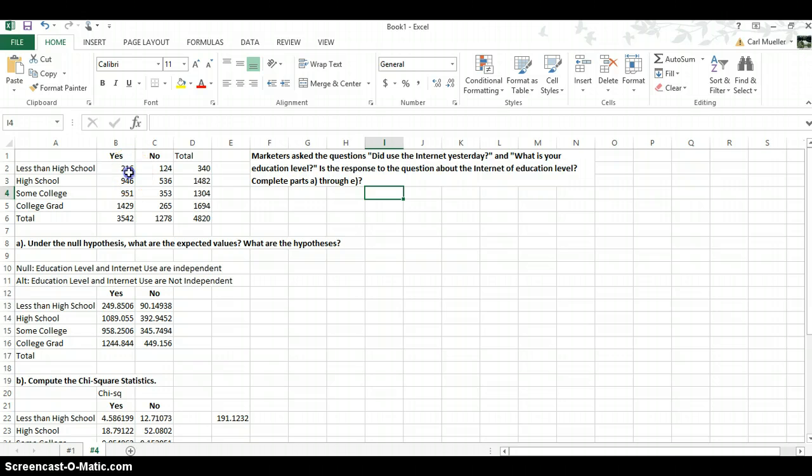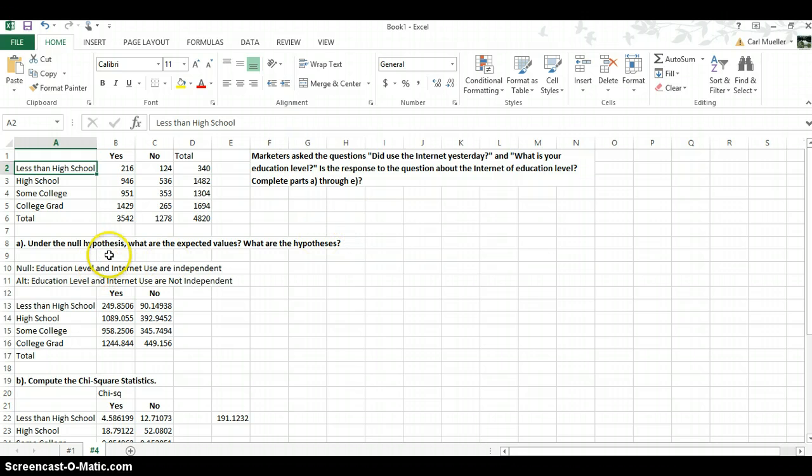So what you see is survey data, education level right over here, and by whether or not they used the internet yesterday. So it's a simple frequency table. We went ahead and did total calculations. This 4820 is the grand total of responses. And in this total column here is the number of individuals by education level, and these totals represent the number of yeses and nos in terms of this question. Did they use the internet yesterday?